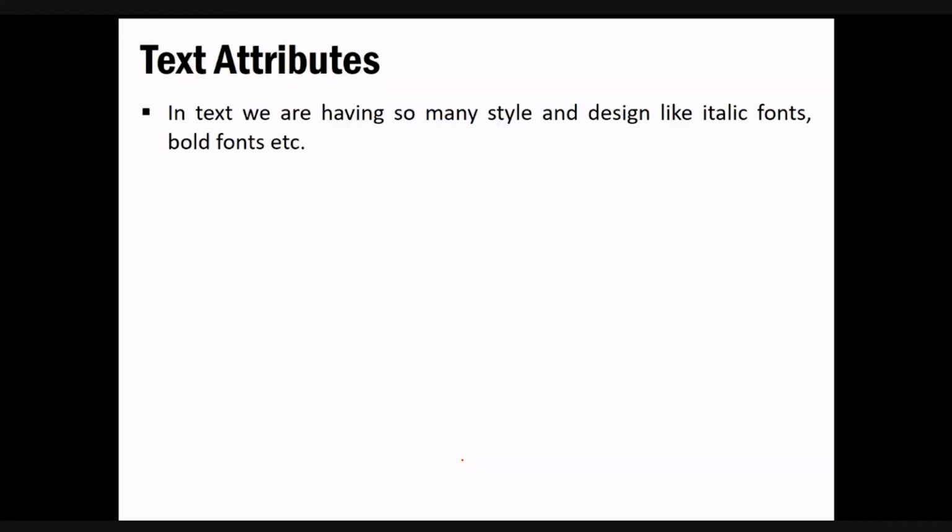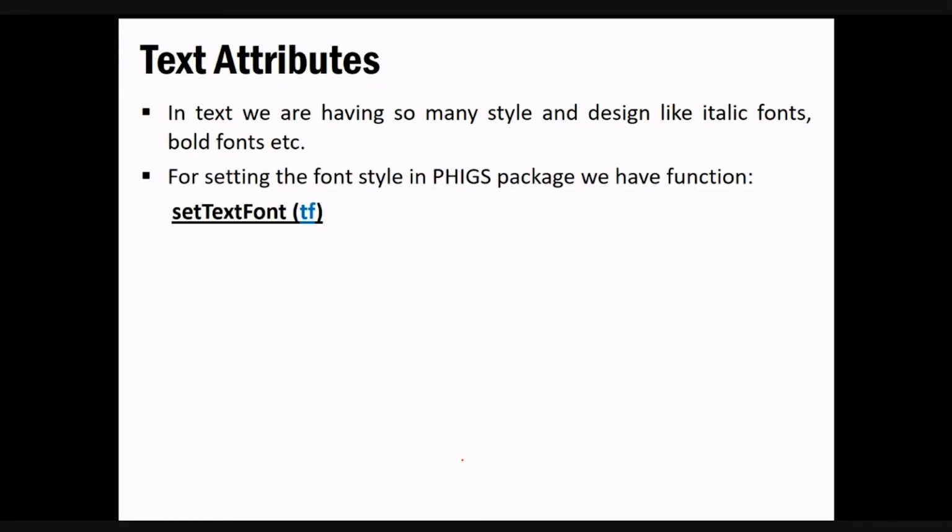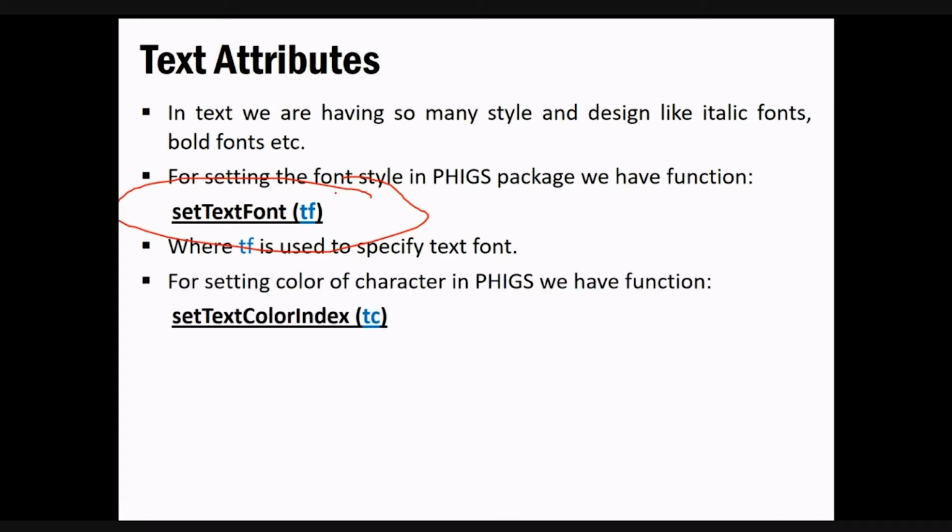Okay, so text attribute. In text we have so many styles and designs like italic font and bold font, etc. That can be set, but obviously you do not need that kind of description for this because it's very simple to understand. Now for setting the font style in the PHIGS package, we have this function, set text font, TF. You need to give some value to this parameter, where TF is used to specify the text font. Similar is the setting of the colors of the character. You have one function, that is set text color index.